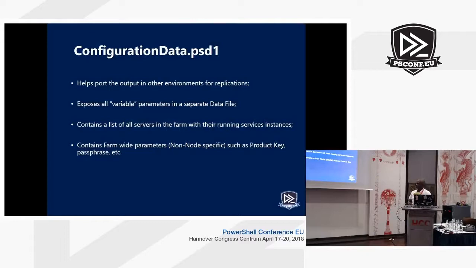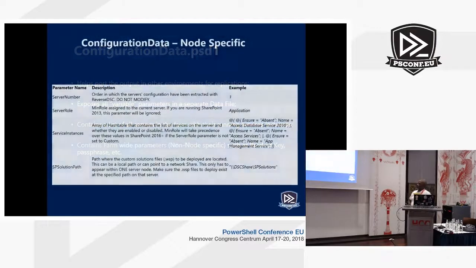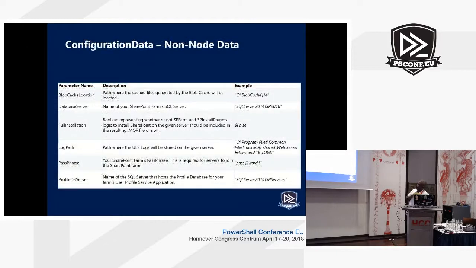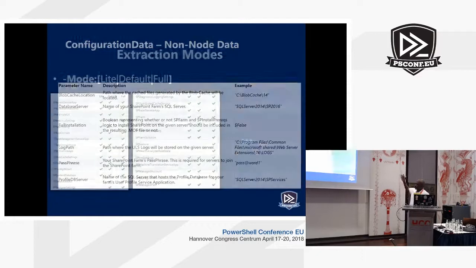Configuration data.psd1 contains all of the parameters: the passphrase, the product key, all of the running services, all of that information. This is an example of the parameters that are in there and the examples that would go in those parameters. This is non-node data, like the passphrase and that sort of thing.